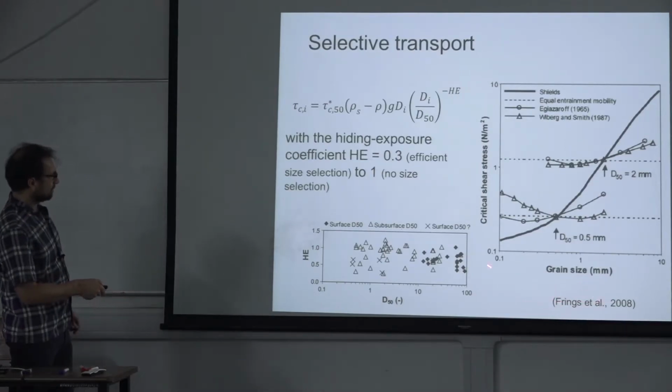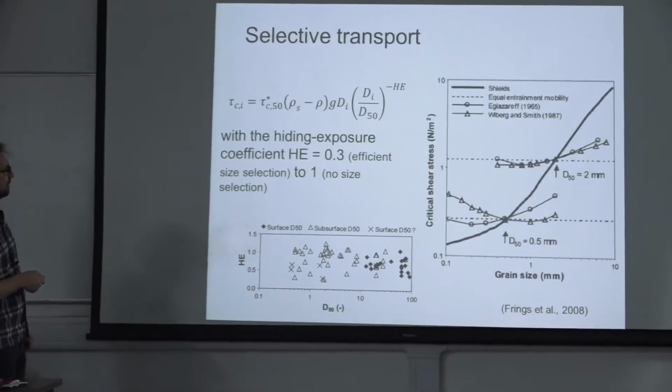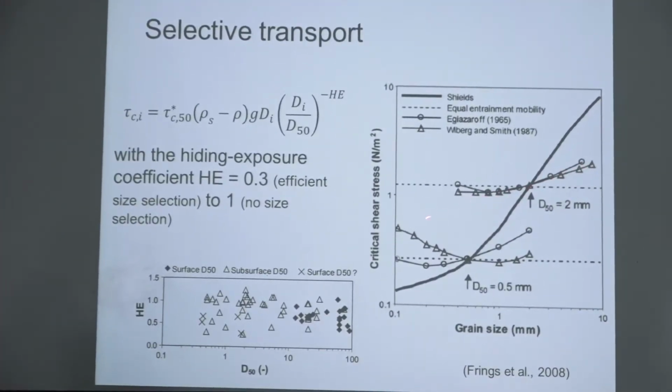So in this paper by Frings et al., which is a review, you can see from field and experiment the different values of the exponent that have been found, and it's between 0.3 and 1, with the most common value around 0.7. So there is some selective transport, some selective deposition coming from the selective transport, but it's not huge. If HE were 0, then yes, the large particle would be much less mobile than the median size. But for an HE of 0.7, it's not much less mobile, but sufficient to get some selective transport.